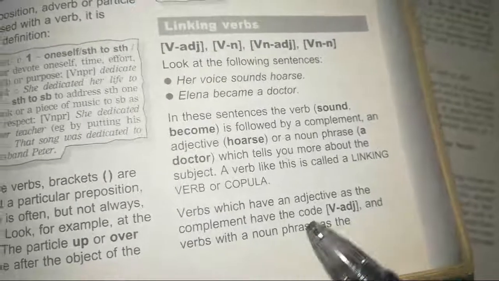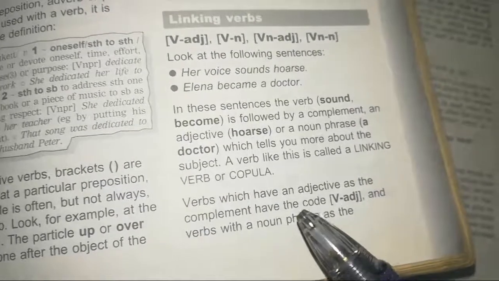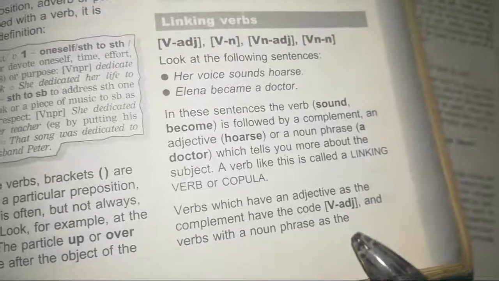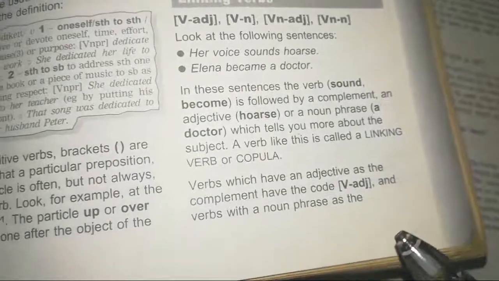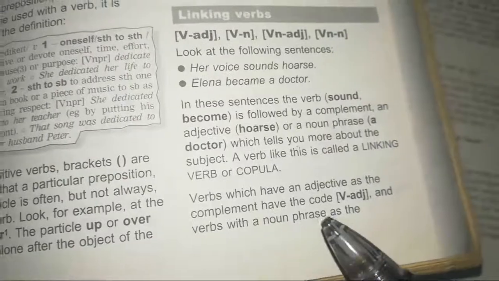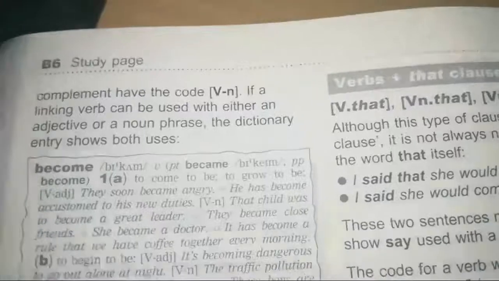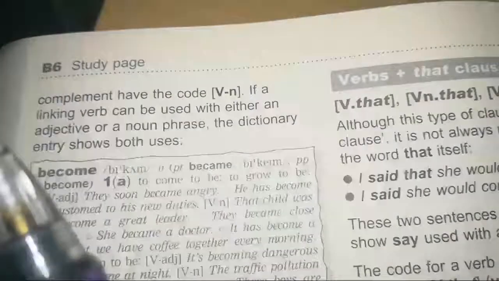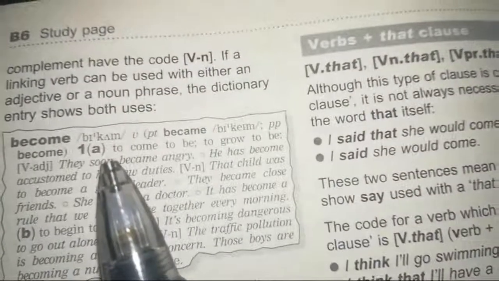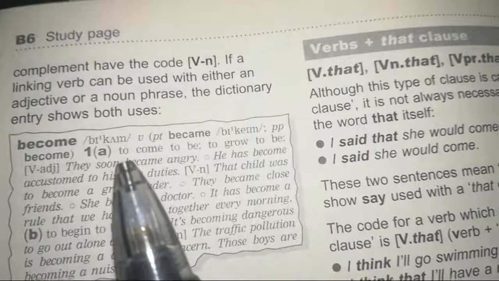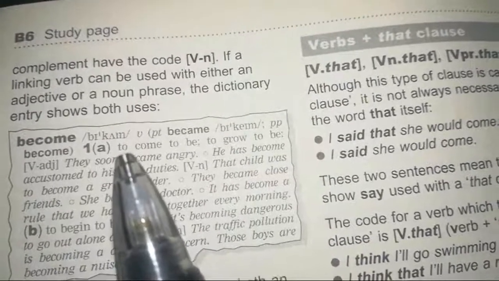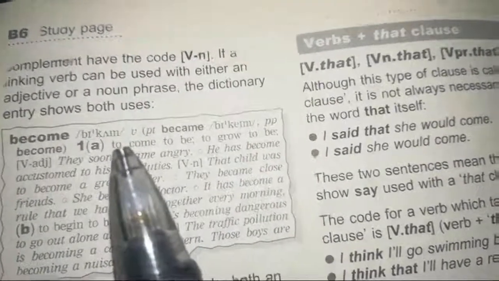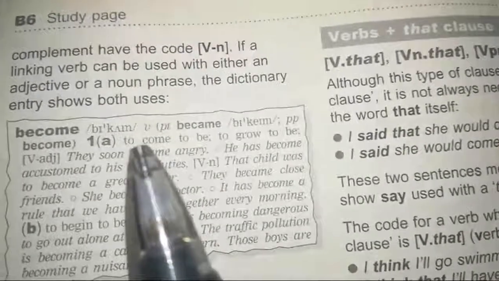Verbs which have an adjective as the complement have the code V ADJ, and verbs which have a noun phrase as the complement have the code VN. If a linking verb can be used with either an adjective or a noun phrase, the dictionary entry shows both uses.